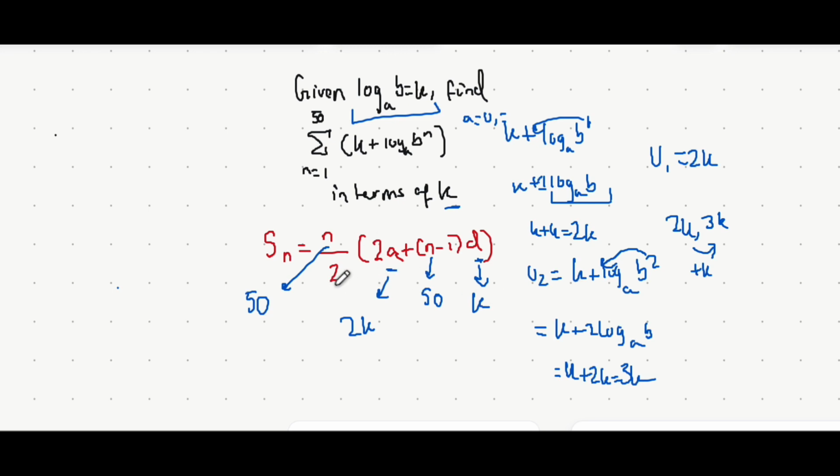And now we can form an expression. We can say 50 over 2, which is 25, and then in brackets 2 times a, which is 2 times 2k, and then plus n minus 1, which is 50 take away 1, so that's 49, multiplied by the common difference k. Perfect. 4k plus 49k is 53k, so that's 25 multiplied by 53k, and that will just equal, I'm just going to quickly do that on my calculator, 25 times 53 is 1325k, and that's your final answer.